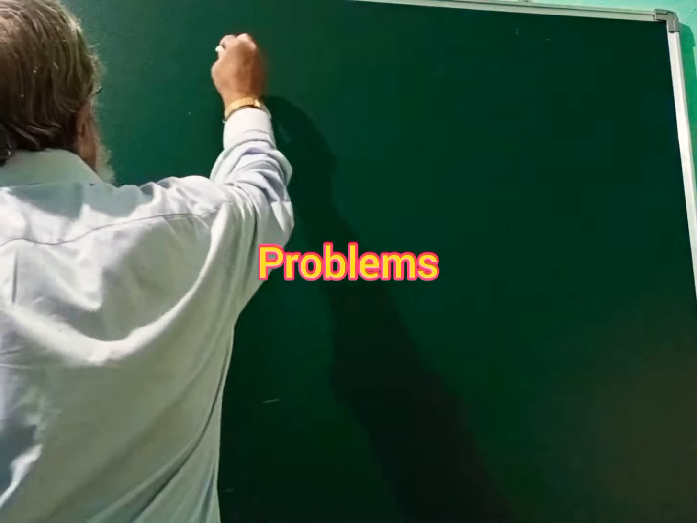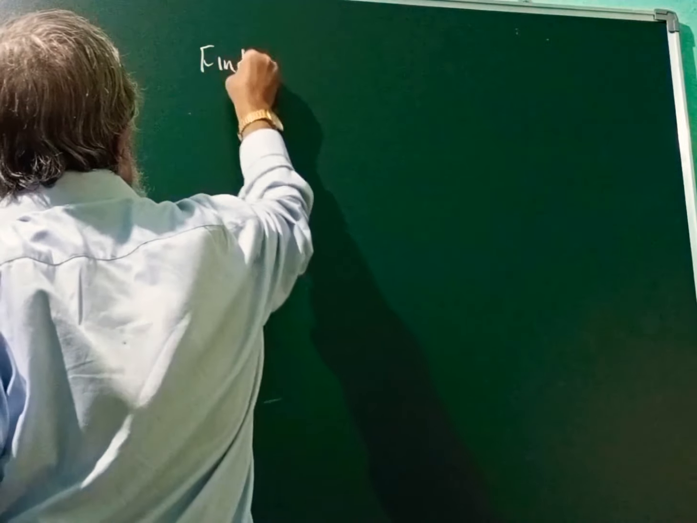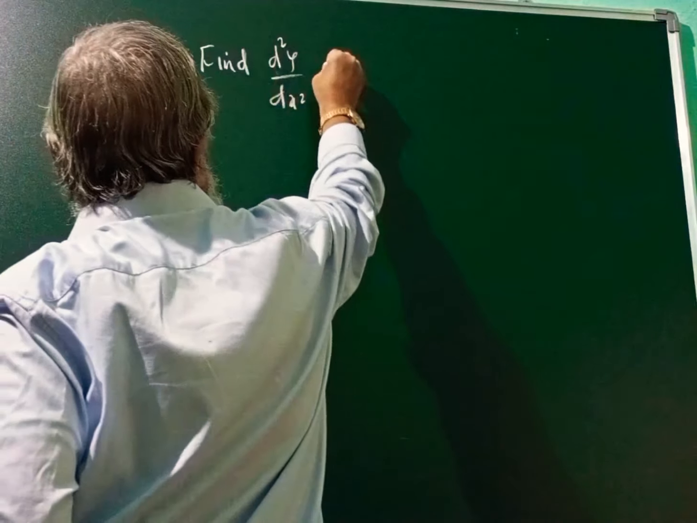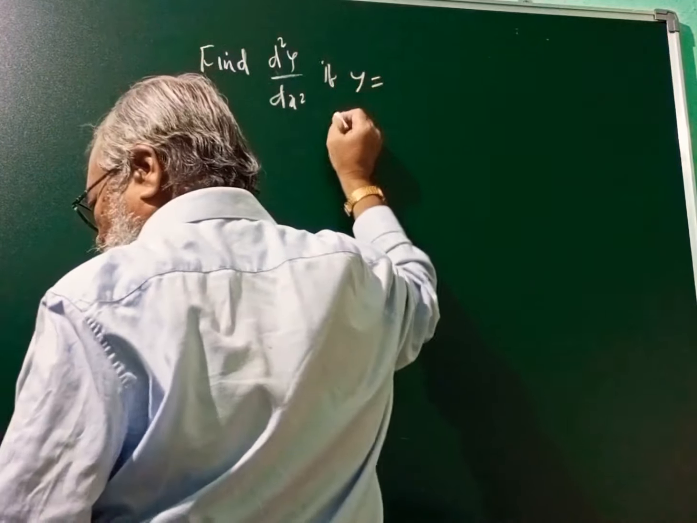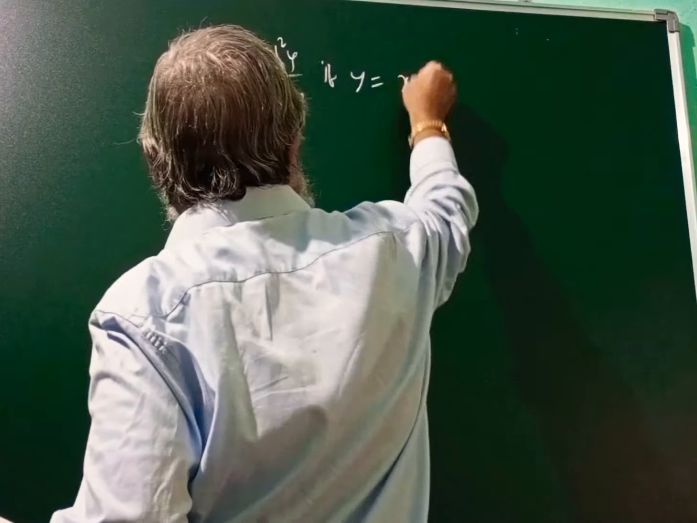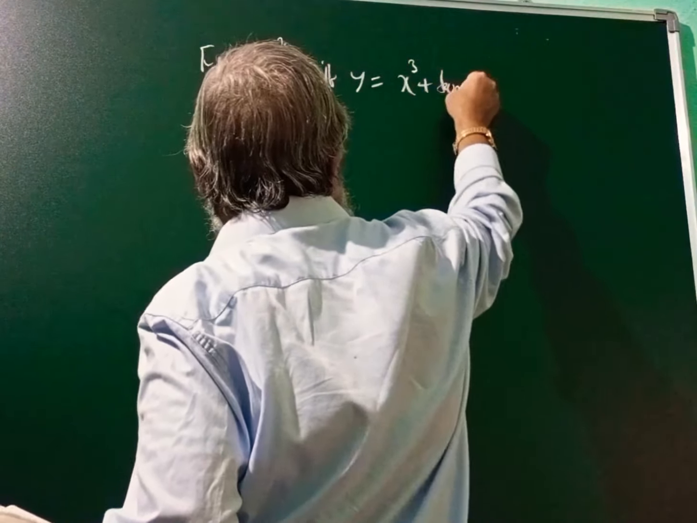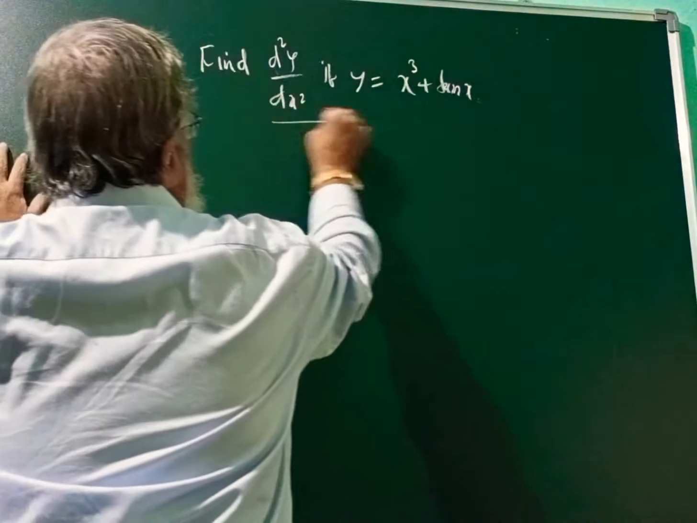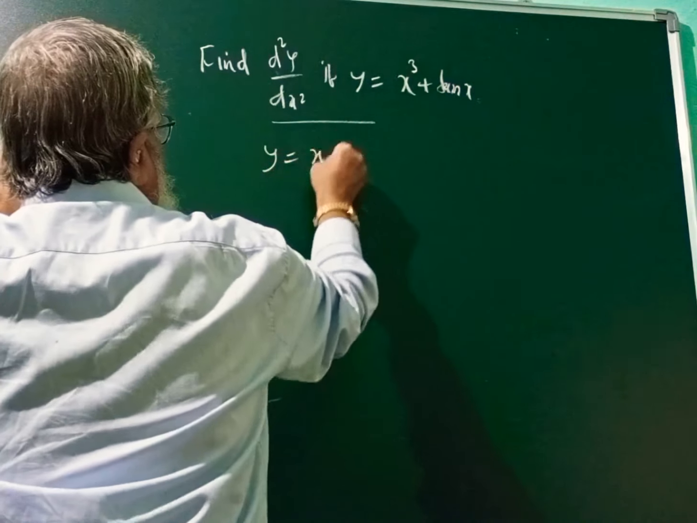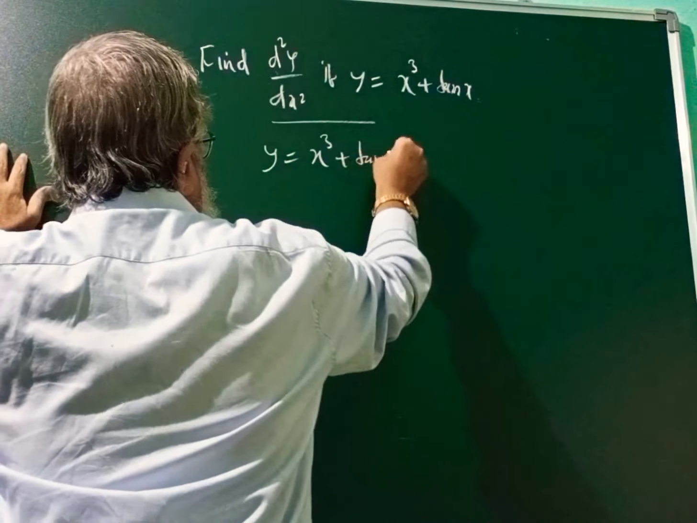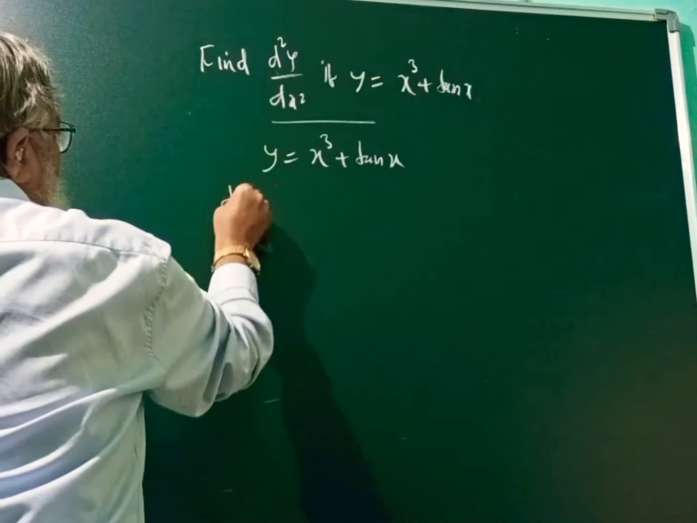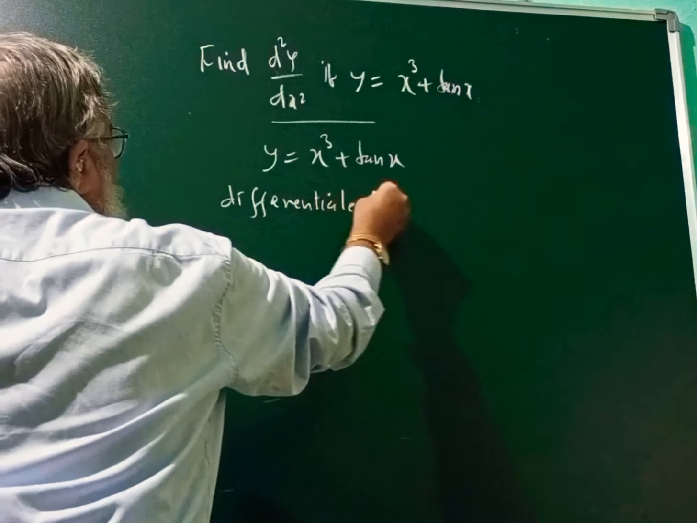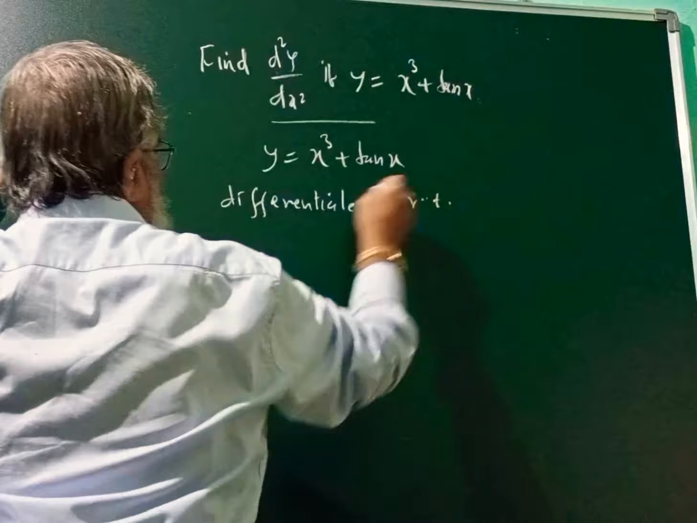Now problems. Find d square y by dx square if y is equal to x cube plus tan x. Here we take the given function y is equal to x cube plus tan x. Differentiate with respect to x.